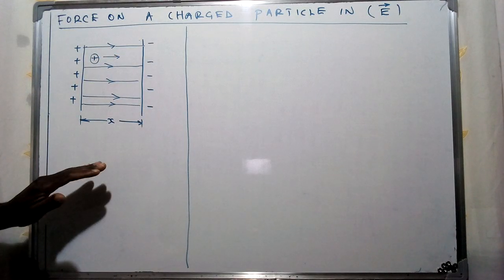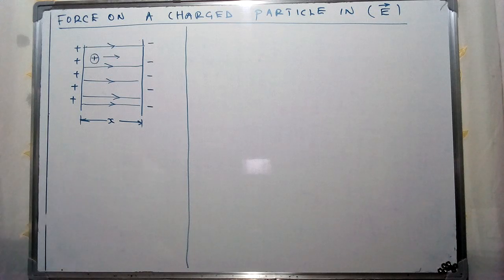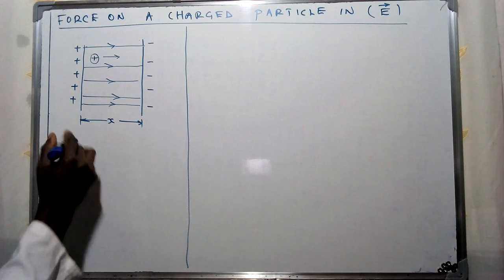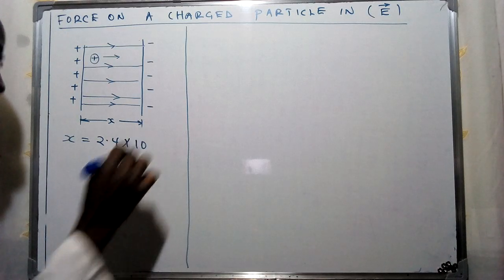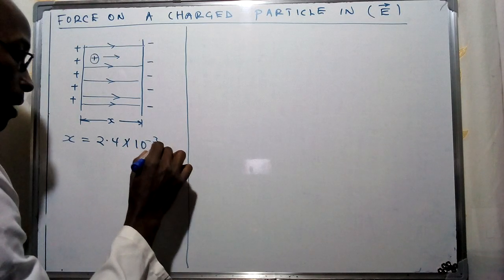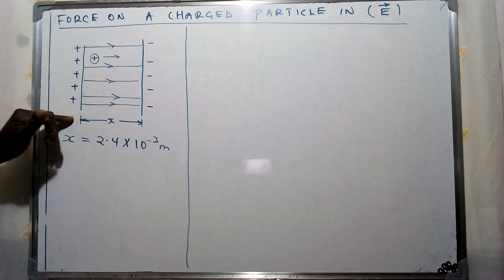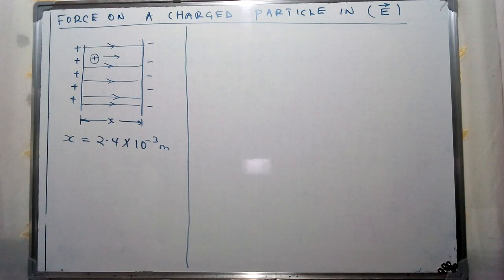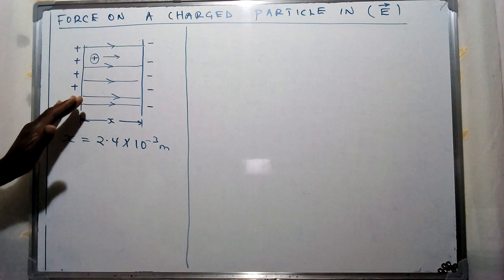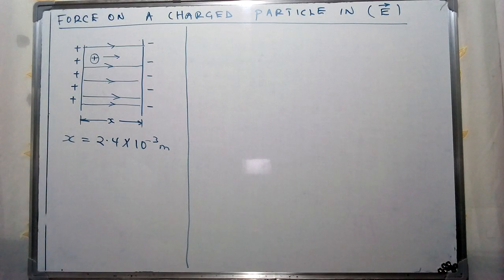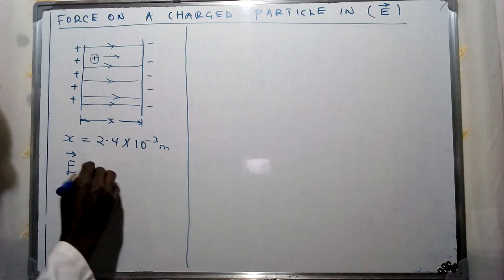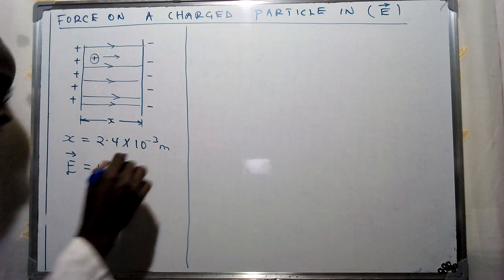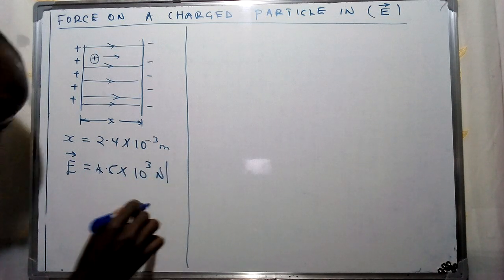If we consider this setup, we have the distance between the positive and the negative plate given as x, which is 2.4 times 10 to the negative 3 meters. So this is the distance of separation between the positively charged plate and the negative one. Now, if the electric field of the plate is a vector given as 4.5 times 10 to the power 3 newtons per coulomb.